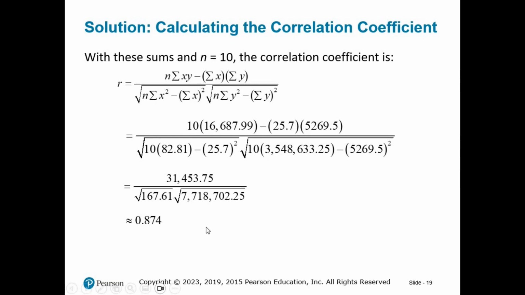You do all that perfectly and r equals about 0.874. Now, I don't know about you, but that whole process holds a lot of opportunities for errors. To reduce the possibility for errors, let's look at how to do this on the calculator.